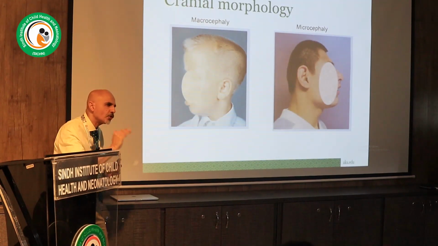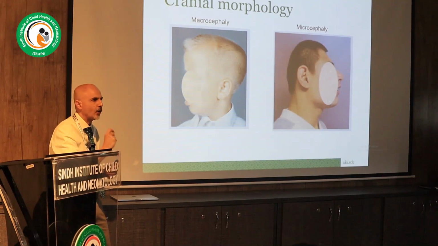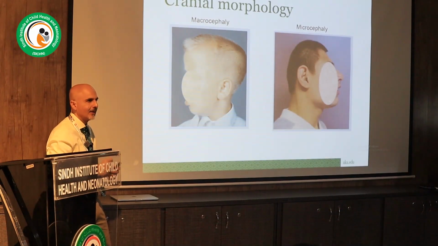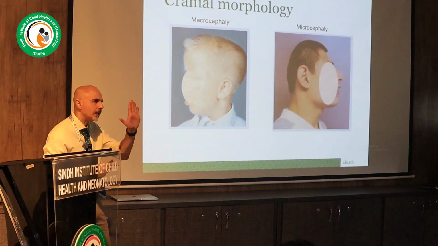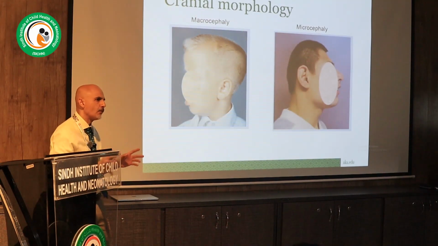Dysmorphology is, most of it, quite subjective. But there are certain aspects which are quite objective, and macro and micro are, right? So anything greater than the 90th percentile, anything less than the 10th percentile would be macro or micro, right? And there are growth charts. There's actually a huge whole book which has growth charts for all body parts.